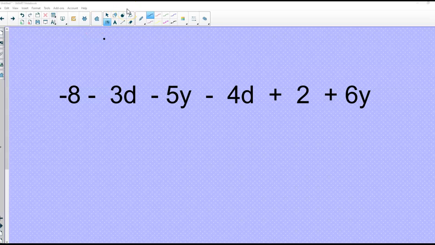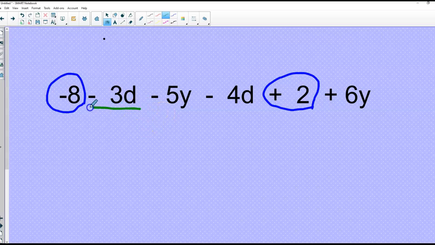Okay, looking at this problem, I see some d's and y's and constants. So let's get started by marking our like terms. First up, I see a constant, so I'm going to circle it and the sign to the left and the other constant. There we go. Let's move to the d's. I see a d here, so maybe I'll just underline negative 3d and negative 4d.